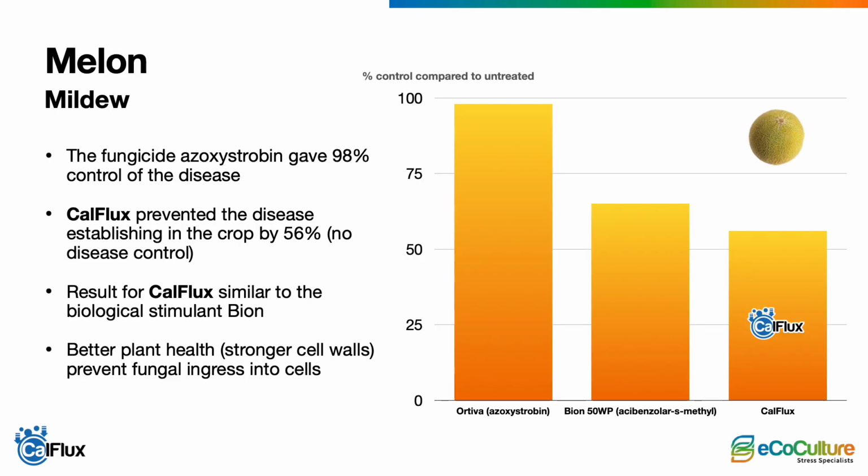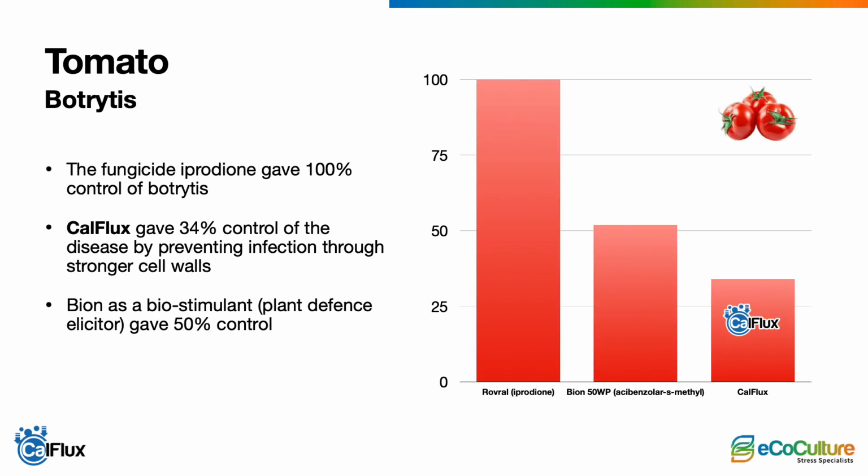Disease prevention, melon mildew. The fungicide azoxystrobin gave 98% control of the disease. Calflux prevented the disease establishing in the crop by 56%. The result for Calflux was similar to the biological stimulant Bion: better plant health and stronger cell walls prevent fungal ingress into cells. Tomato botrytis: the fungicide iprodione gave 100% control of botrytis. Calflux gave 34% control of the disease by preventing infection through stronger cell walls. Bion, as a biostimulant plant defense elicitor, gave 50% control.